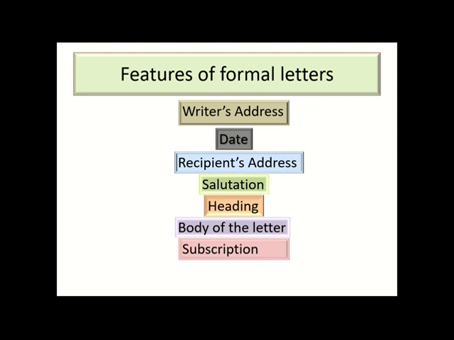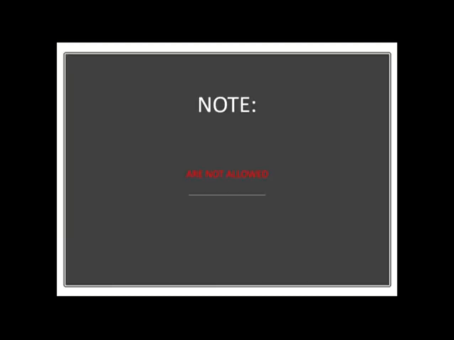Before we move on to seeing an example, let's look at things that are not allowed. First thing, you don't use contractions. Instead of saying won't, you write will not. Instead of saying I'm, you write I am. And instead of saying isn't, you say is not, and so on and so forth.